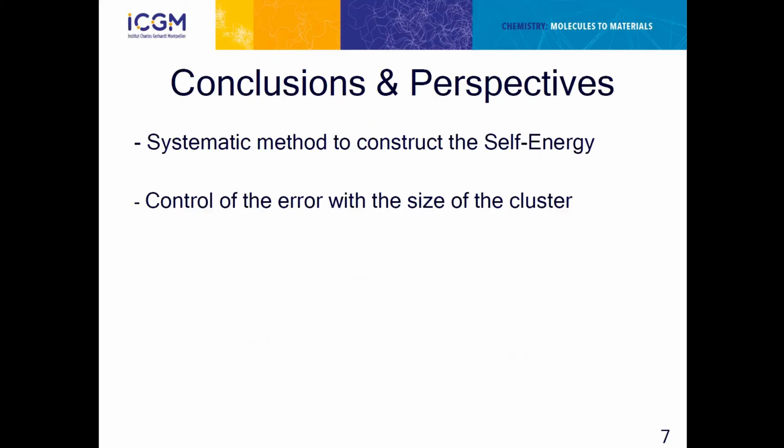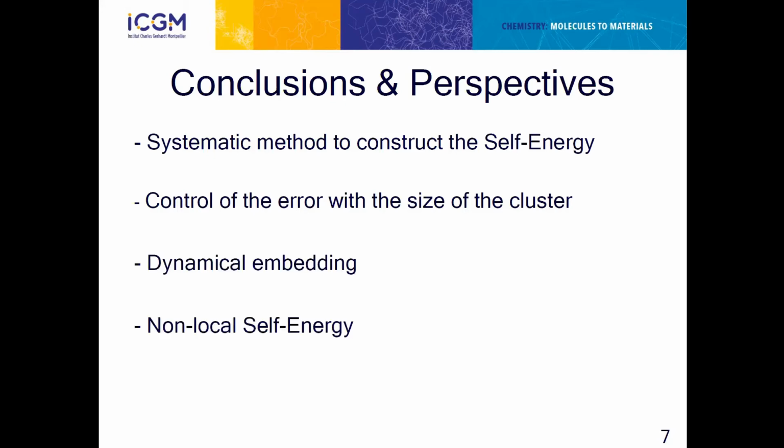Now, to conclude with our method, we found a systematic way to construct the self-energy as a functional of the density matrix. Then we compared our result with Potthoff, and we found a very close result for only two sites. Our results are also better than those found with the BALDA approximation. But a main advantage is that we can easily control the error by increasing the size of the cluster, thanks to the Householder transformation.